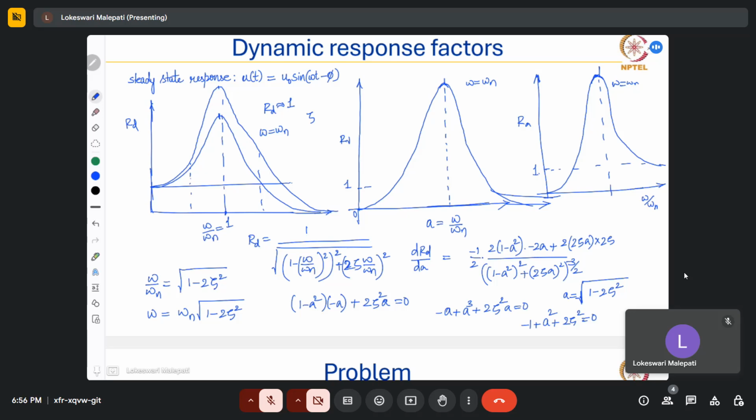Are there any doubts in this or anything else? So if there are no doubts, then we'll solve one problem.